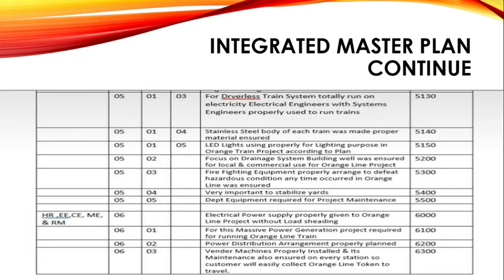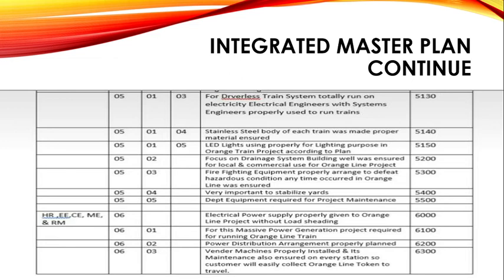The LED lights were properly made according to the plan, and a drainage system was built to ensure local and common use for the regional line. Firefighting arrangements were made in case of any hazardous condition. Very importantly, the stabling yard was a requirement for the project maintenance.